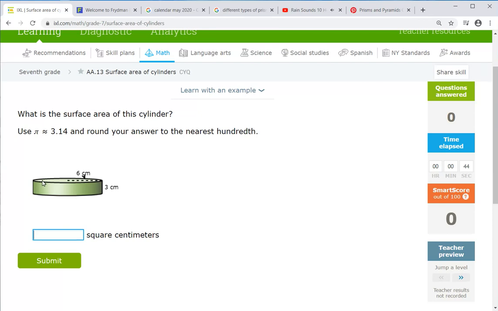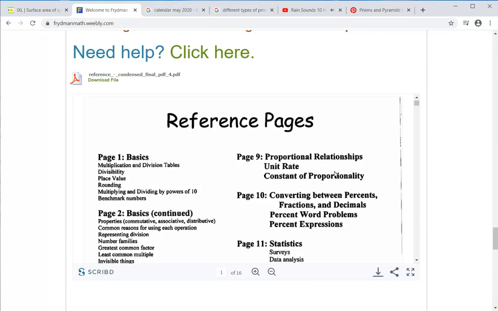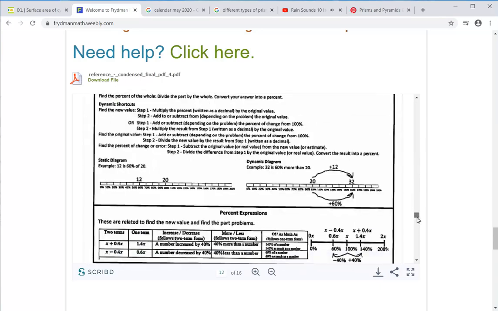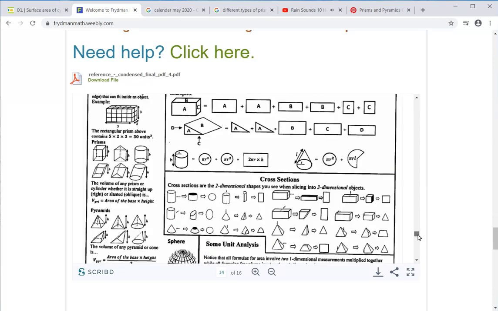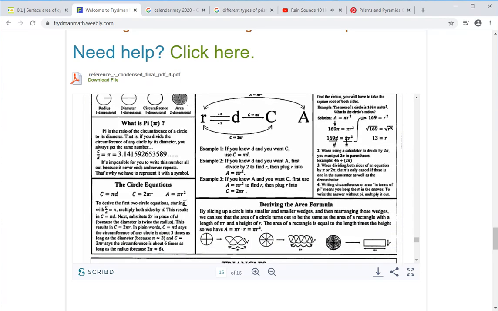So let's remind ourselves how to find the area of a circle. You go over here to Friedman Math, and then find circles over here. It's on page 13. So let's scroll down to page 13, and so here the area of a circle, A stands for area, is just pi r squared. So we're going to go back to IXL now.